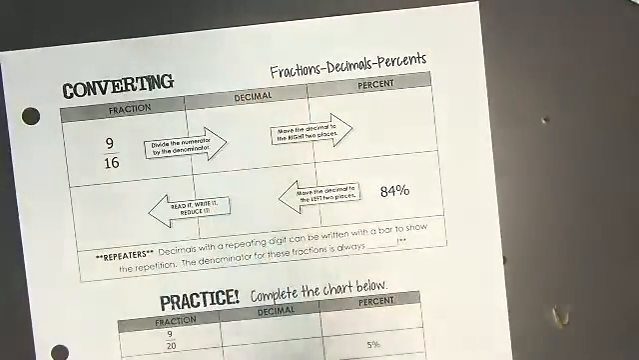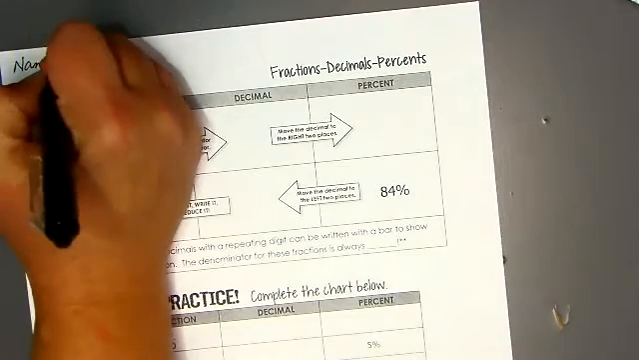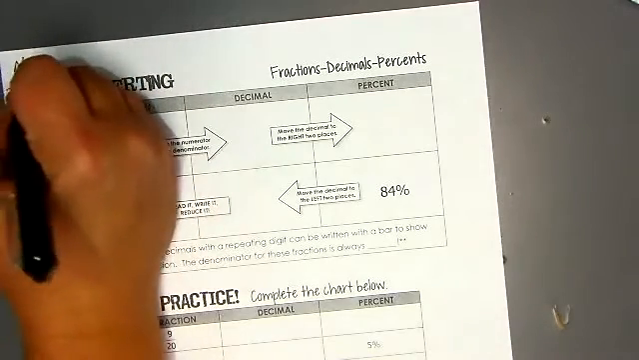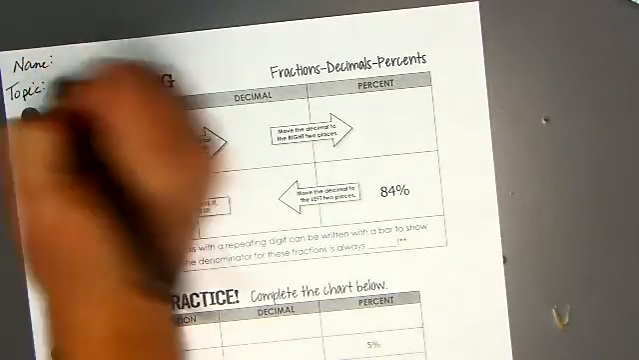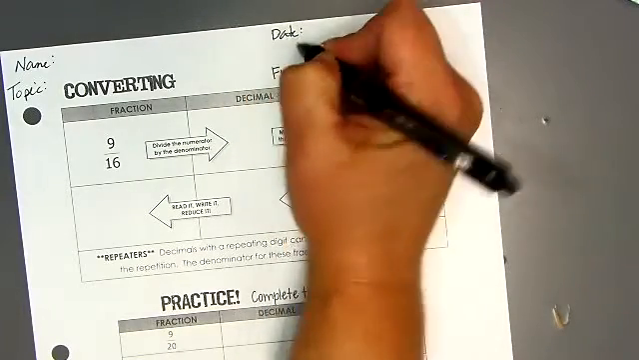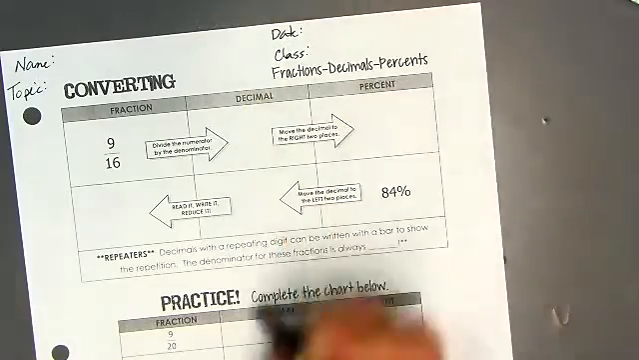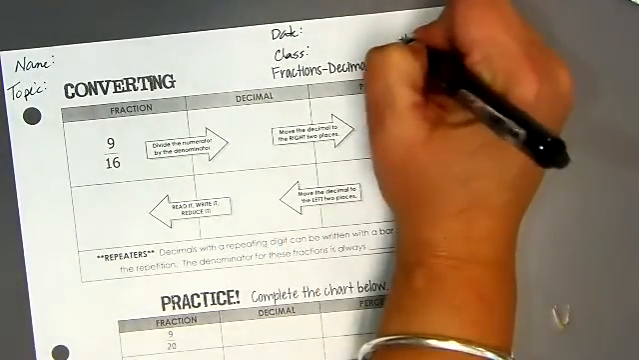For some reason, this one does not have the title on the top of it, so we'll add that on top. So we'll have name, topic, date, class, and number.